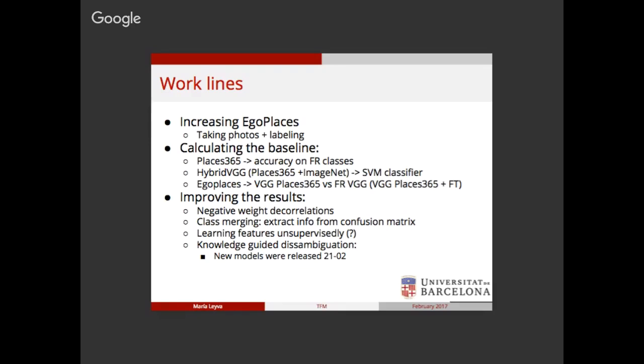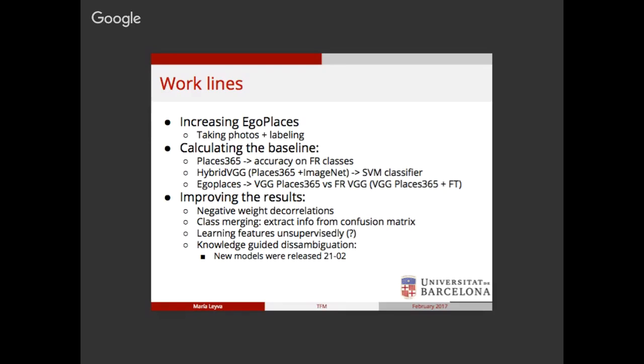And also I have to take into account the baseline for EcoPlaces with a VGG trained only on Places 365 and with VGG fine-tuned for food-related environments. And from that, I have to improve the results.